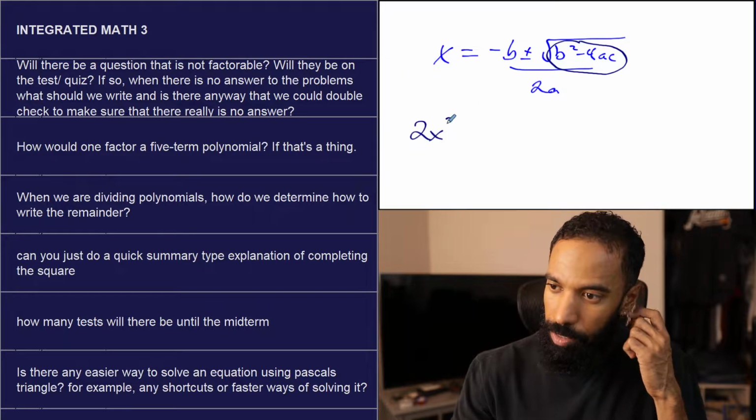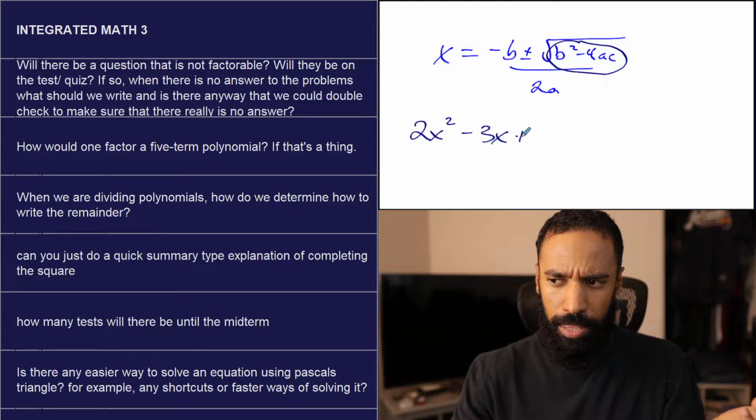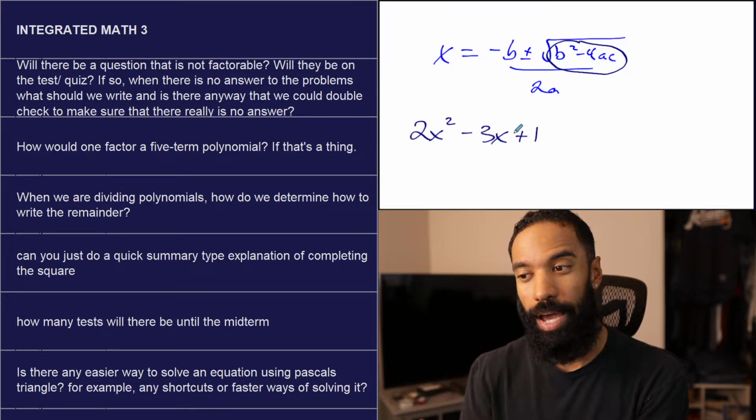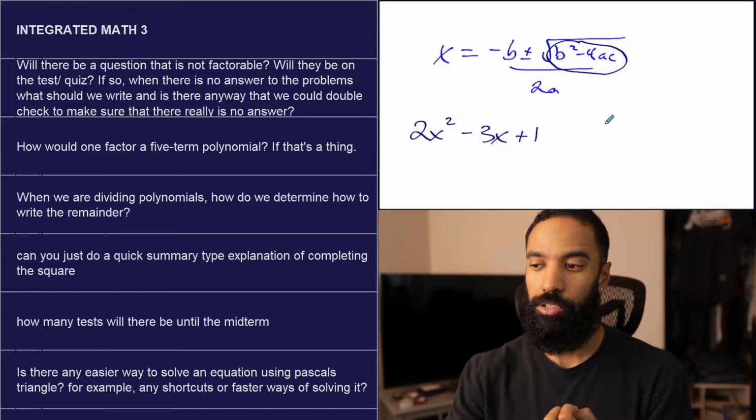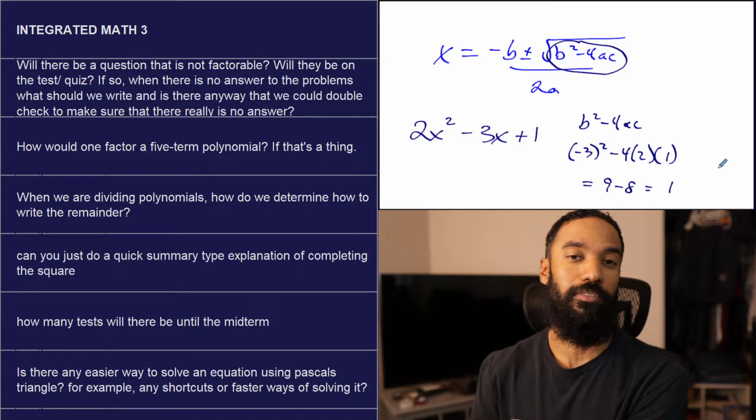Anyway, let's say we had something like 2x squared, I'll make it simple, minus 3x plus 1. I think that works. If you were trying to factor, you might say, I don't know how to factor this. And I hope you kind of can now at this point. But what you could also do is that b squared minus 4ac portion. Negative 3 squared minus 4 times 2 times 1 is 9 minus 8, which is 1. 1 is a perfect square, right?